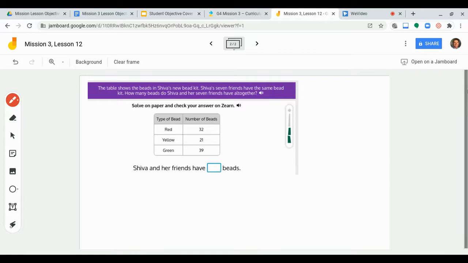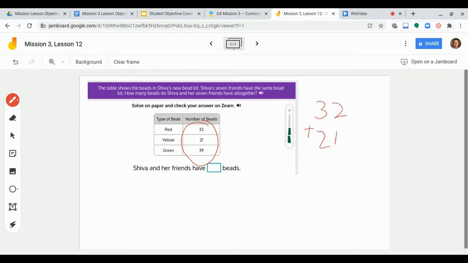Red, that'll do. So I'm going to add 32 and 21 and 39. I'm going to add all 3 of these together to get the total for one bead kit. So again, this is my first step in a multi-step problem. So I'm going to do 32 plus 21.